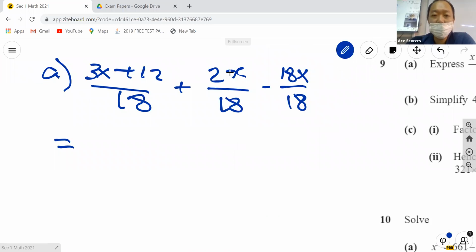Alright, so next we continue. So this is 3x plus 2x, so that gives us 5x. 5x minus 18x is negative 13x, plus 12, out of 18. So that is my answer for A.